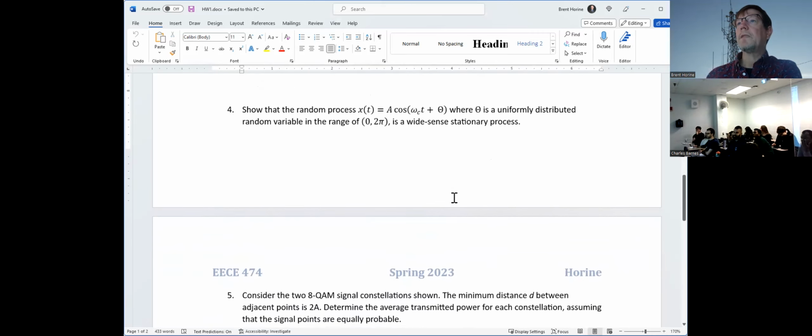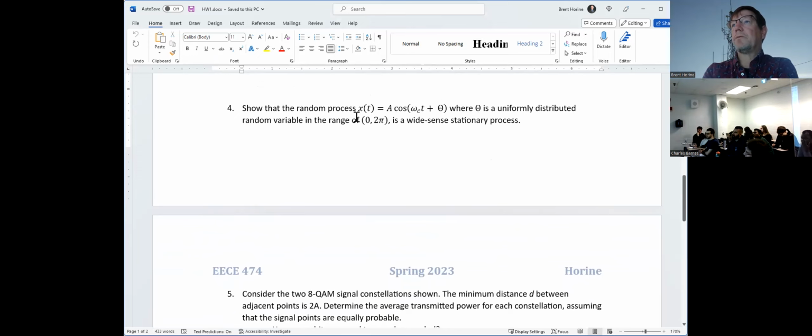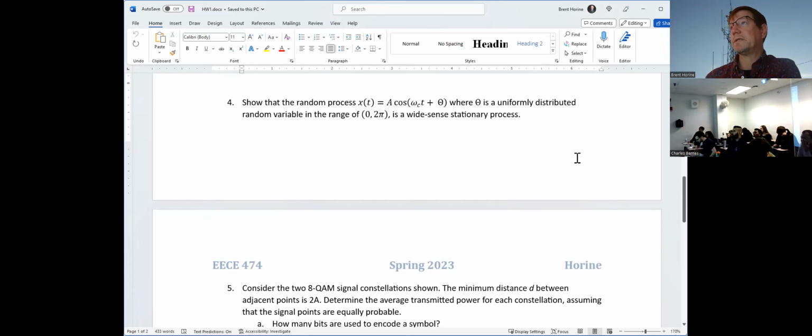And then this one: show that the random process x of t equals A cosine of omega t plus theta, capital Theta, where this is a uniformly distributed random variable in the range of 0 to 2 pi, is a wide-sense stationary process. So go back to the definition. You can calculate the mean and the autocorrelation. And the autocorrelation should not be a function of t explicitly. It should be only a function of the difference in t.